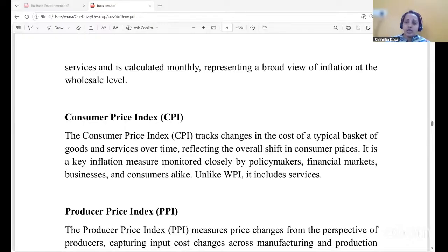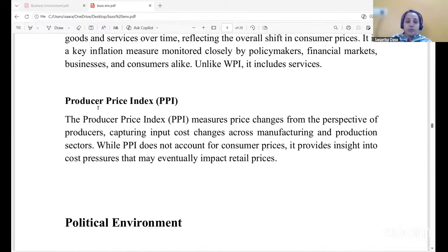The wholesale price index is all about wholesale prices, wholesale products and services, mainly representing the business organization, whereas the consumer price index is typically related to a particular consumer purchasing goods and services over a period of time. How the changes are happening in the goods and services of consumer goods over a period of time. Now, in wholesale, services are not included, whereas in consumer, services are included.